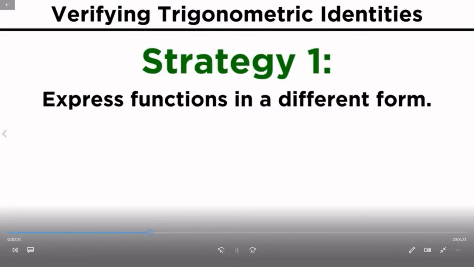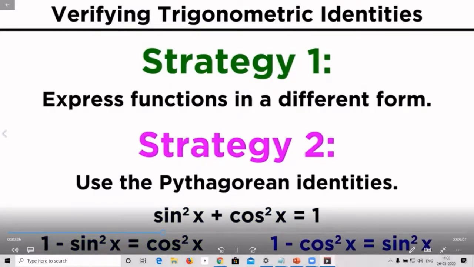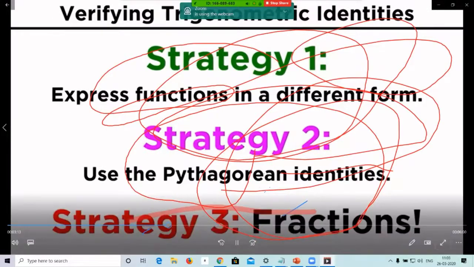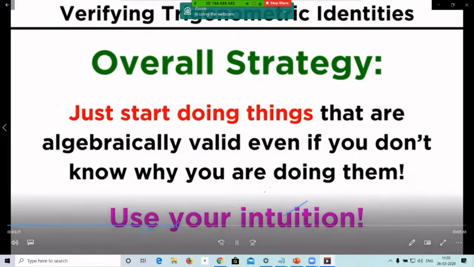One is to rewrite individual identities. Another is to use this identity, which can allow us to change sine squared plus cosine squared into 1. Or it can allow us to change 1 minus sine squared into cosine squared, or 1 minus cosine squared into sine squared. Keep those in mind, as they will come in handy. And we've also seen that we can combine two fractions into 1. Naturally, we could also take one fraction and split it into 2 if there is a sum or difference in the numerator. Basically, you just start doing things that make sense algebraically, even if you don't know why you're doing them. And more often than not, the solution will eventually present itself.